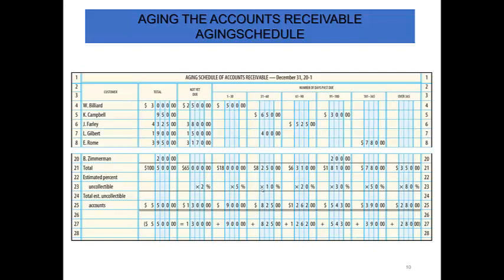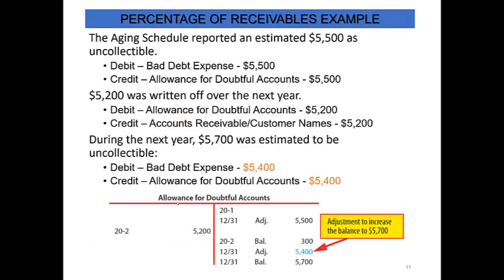So once we've applied all our percentages to each category here, we'll add up all the resulting amounts to get our estimate for the year. And in this case, we estimate $5,500 as our uncollectible accounts. Okay, so we have our estimate.